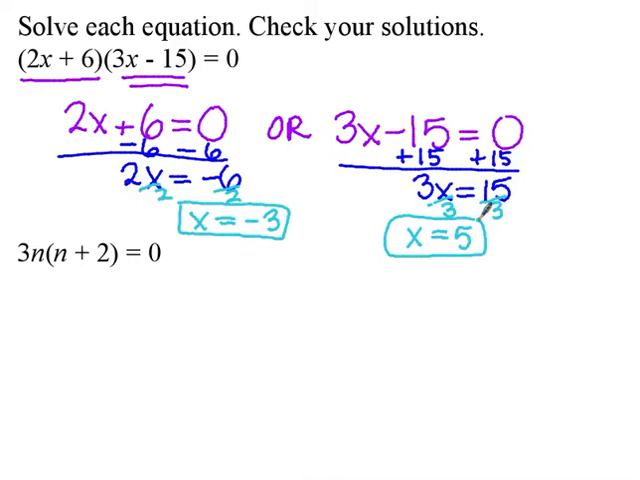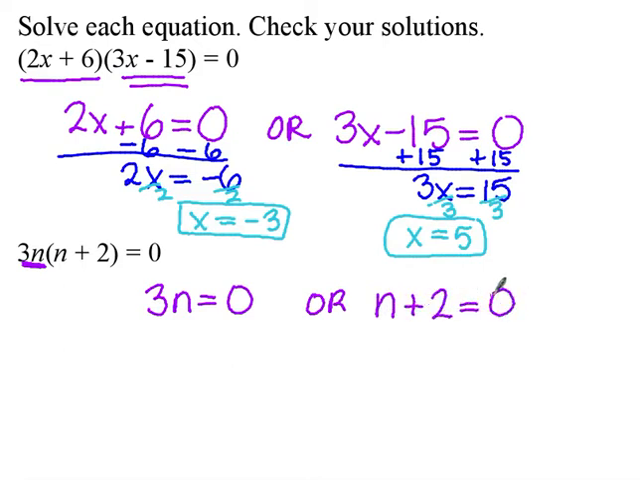So let's go ahead and look at the second one. 3n times n plus 2 equals 0. So I'm going to apply the zero product property now. I have two quantities. The first quantity I'm going to set equal to 0 is what? 3n. So I've got 3n equals 0. That's my first quantity. That's right here. What's the next one going to be? n plus 2 equals 0.